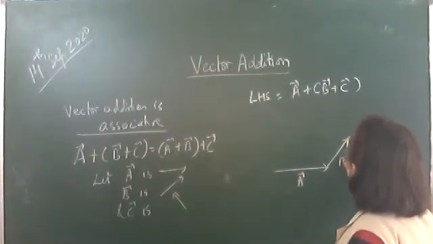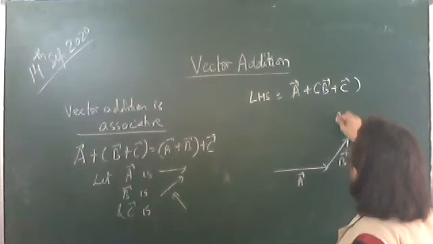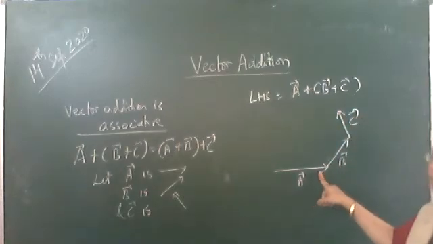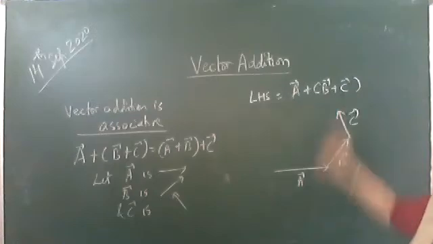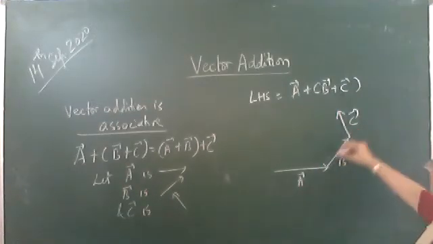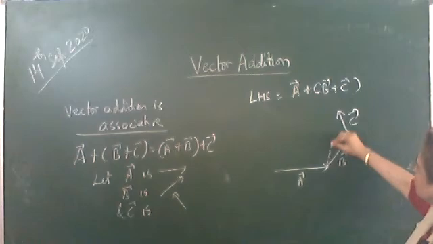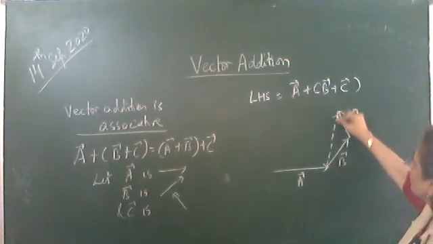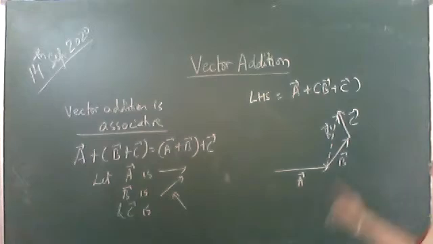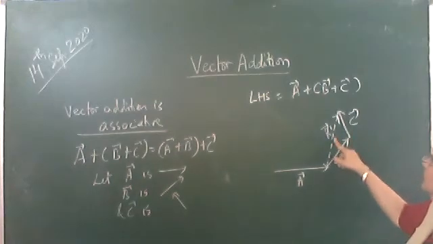This is B vector, and this is C vector. Forget about A vector. First see this one, B plus C vector. What will be their resultant? This dotted line, let it be R dash vector.